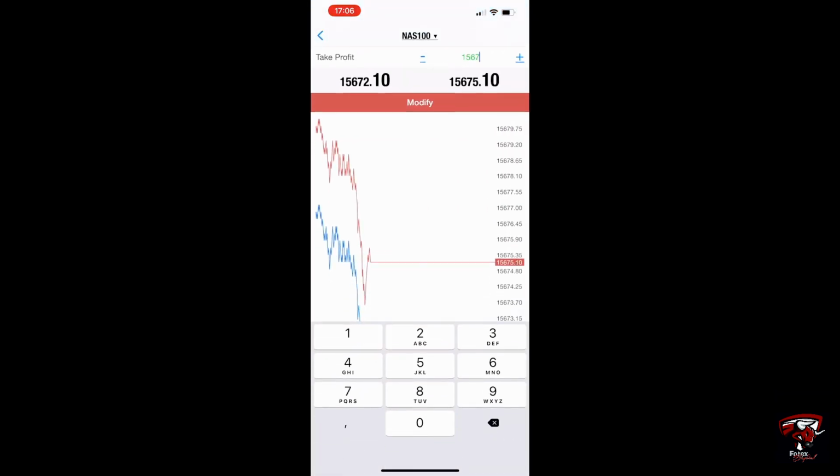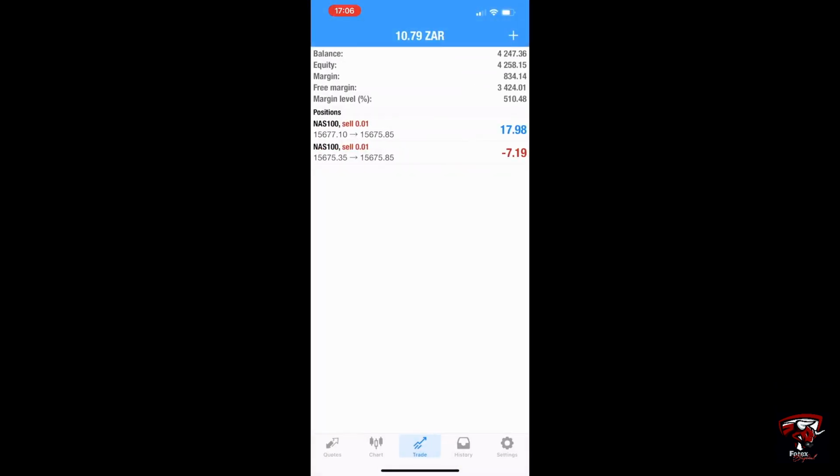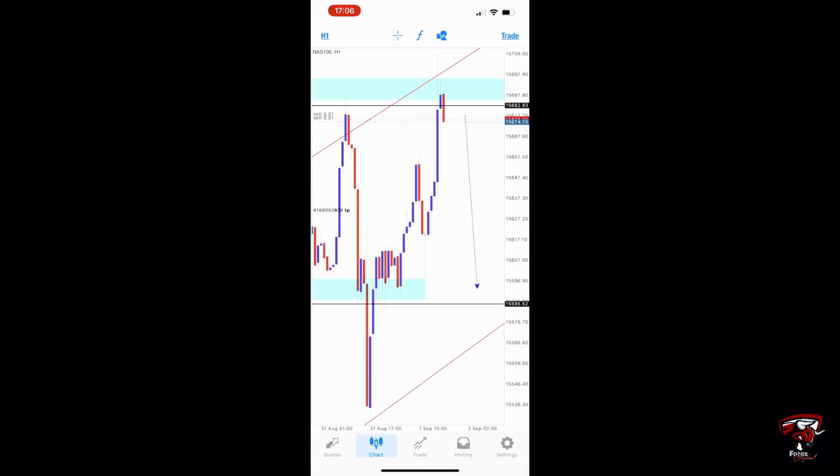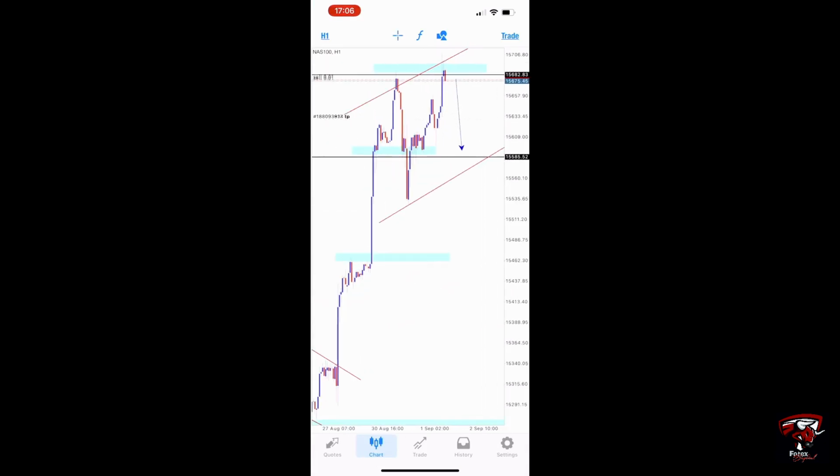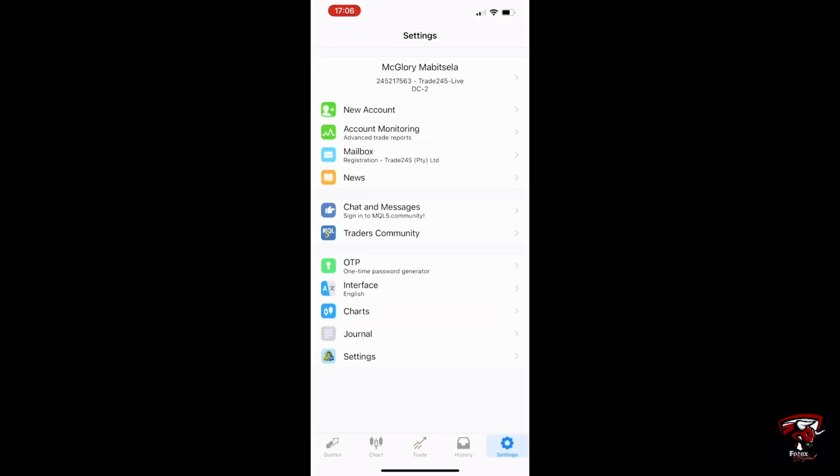I usually have my take profit and stop loss on my TradingView. I don't always place my stop loss, to avoid stop loss hunts, or the market stopping you out and then going in your direction. So I'm trying to avoid that.